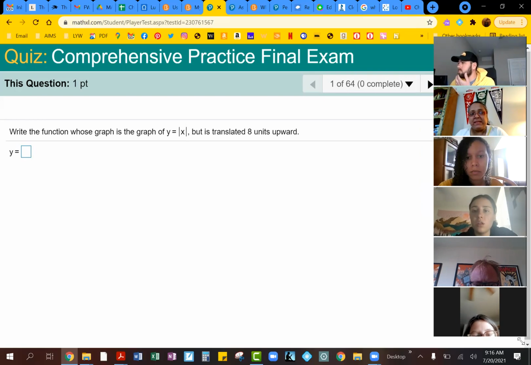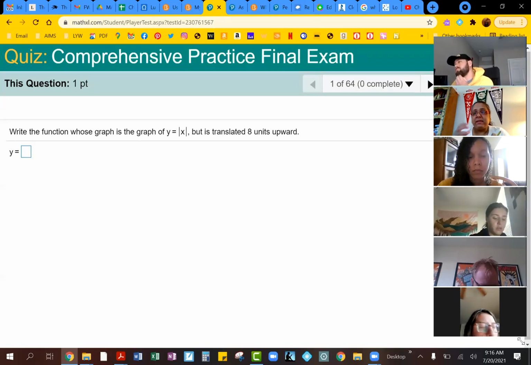So basically, remember, this is coming from chapter 3, where we talked about translations and transformations. They are saying, write the function whose graph is the graph of y equals absolute value of x, but it is translated 8 units upward. So upward, of course, means we're doing a vertical translation.